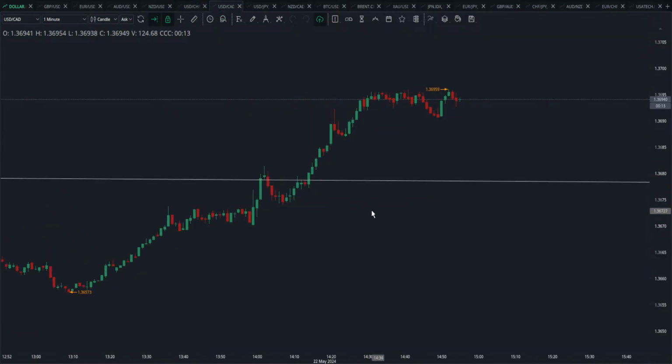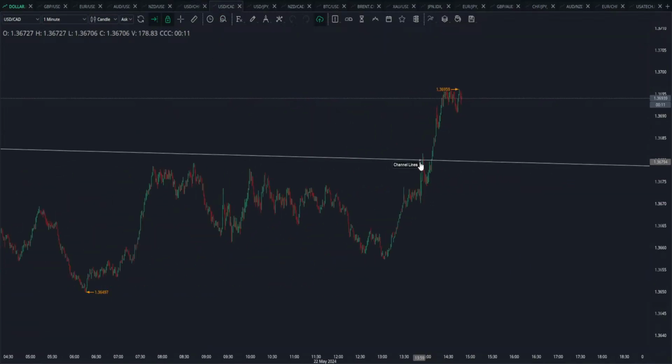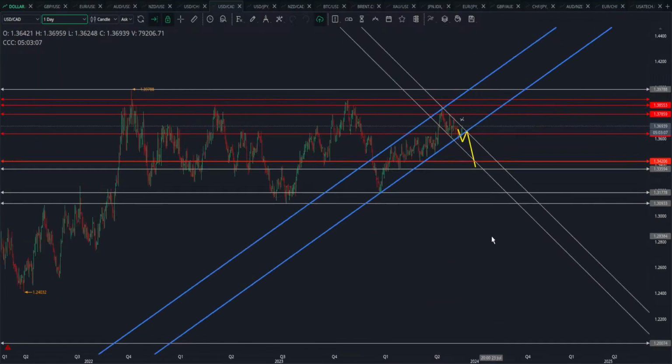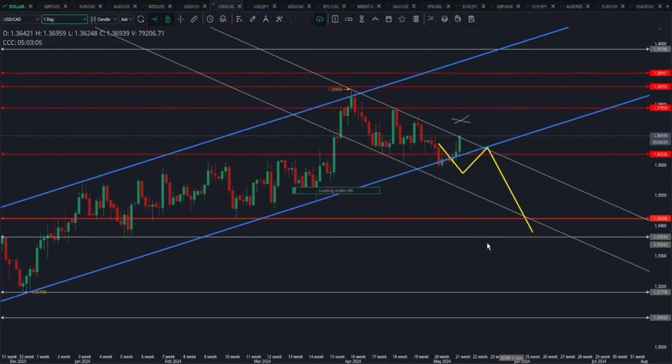USD CAD, a very nice price action here, only up and up. But if you switch to daily, then you will realize that the current candle has seen a higher price than the previous three candles, but is not able to sustain higher. So the next resistance is 1.3785 and the support is 1.3632.